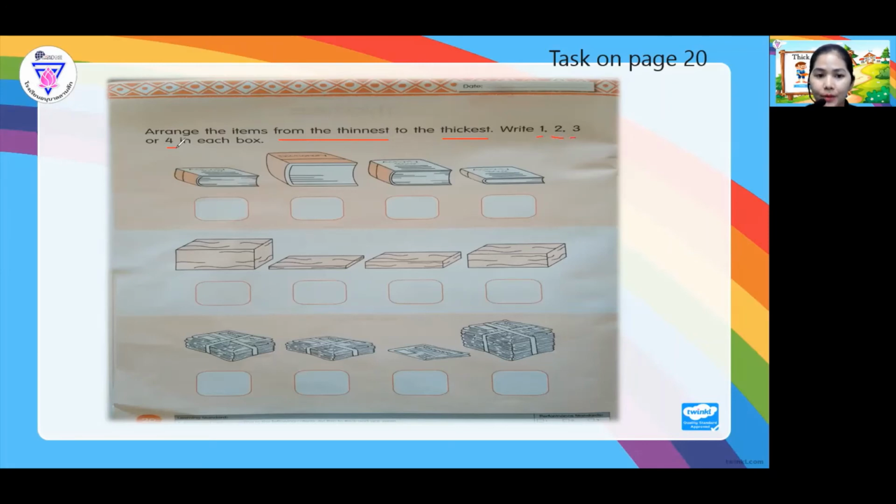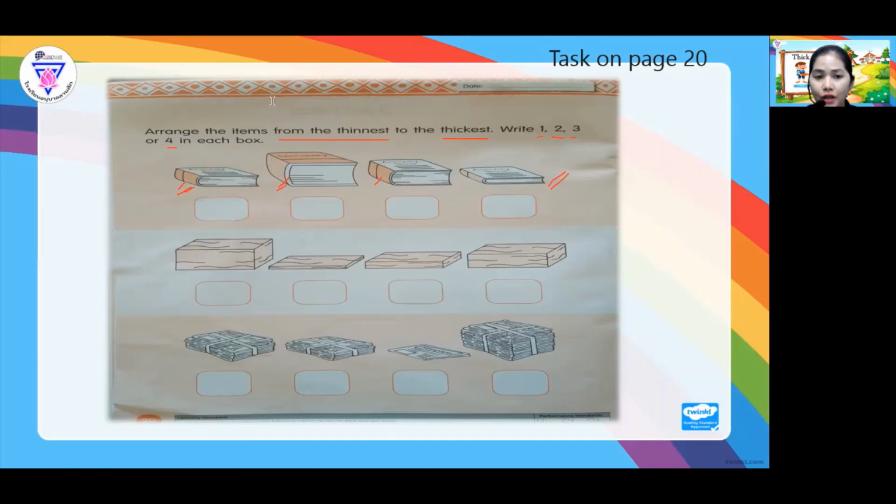So for example, is this book thick or thin? Yeah, might as well. So this is thin, this is thicker, and this is, of course, thicker than this one, and this is the thickest. Okay, one more time. This is the thin one. This is thick, and this is thicker, and this is the thickest. So you are going to do this. Arrange from the thinnest to the thickest. Right, number 1, 2, 3.